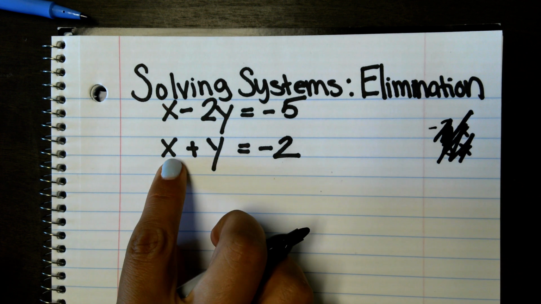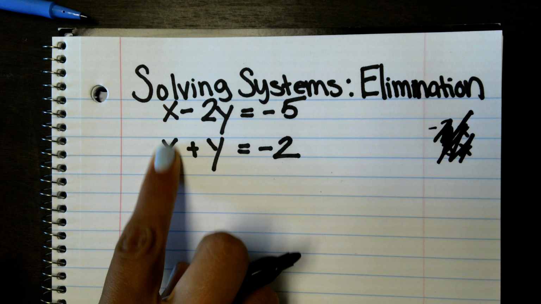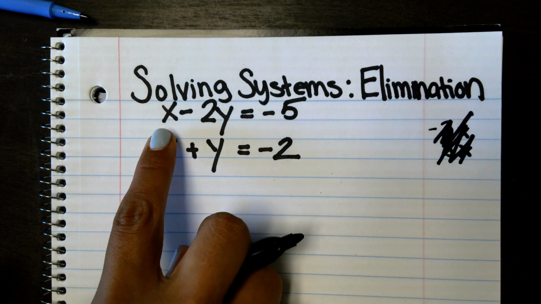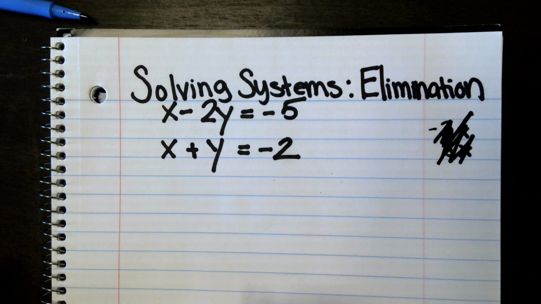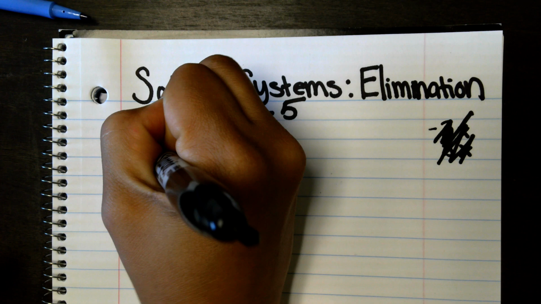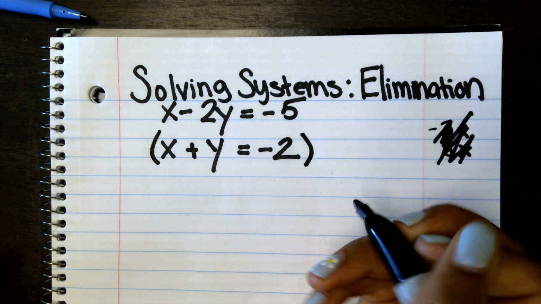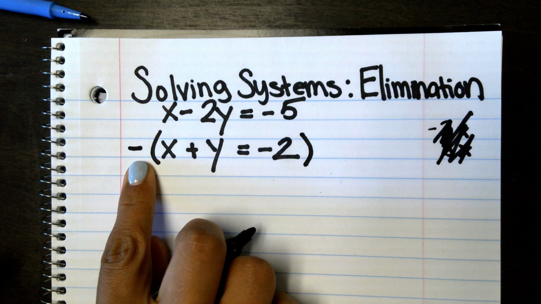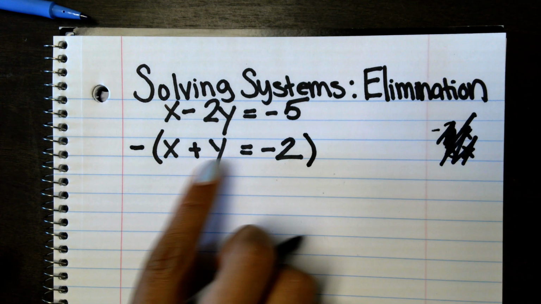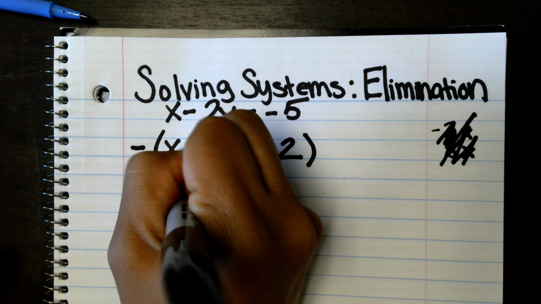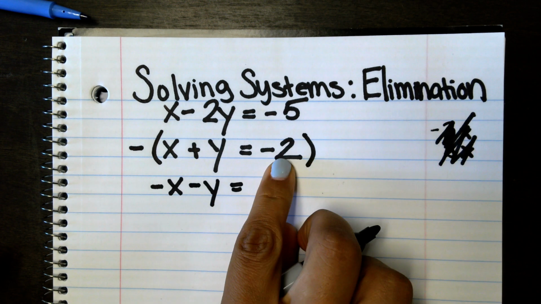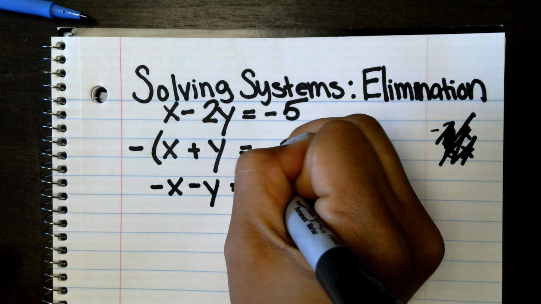So I'm looking here and I see, hey, these x's are pretty similar. The only thing that's a problem is that they are the same sign. So here's what I can do. I am going to choose one, I'll just choose this one, and I'm going to multiply everything in here by a negative. So this is going to become -x, that's -y, and yes, even the constant will become a +2.